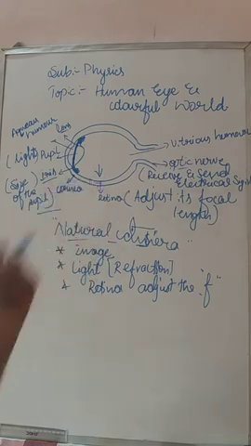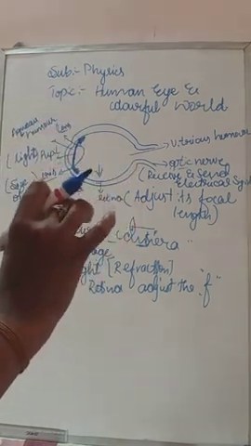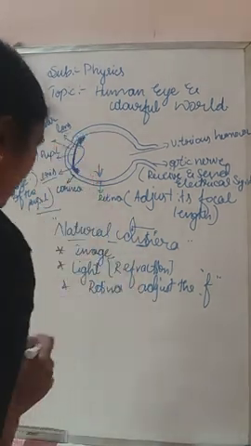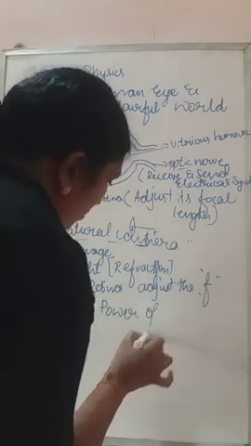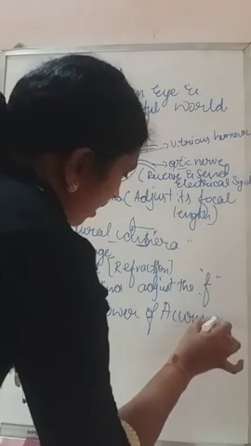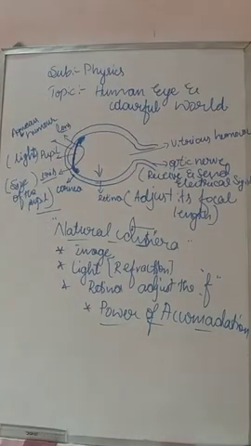Next, I told you already, the eye lens has the capability to adjust the focal length, how much is required. That process is called power of accommodation. So what is meant by power of accommodation? The lens has an ability to adjust the focal length. It is called the power of accommodation. Keep in mind. The ability of the eye lens to adjust the focal length is called the power of accommodation.